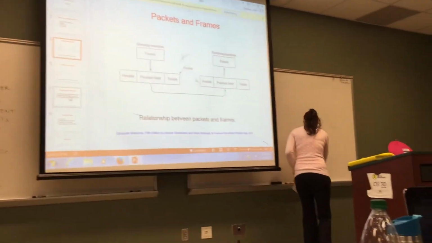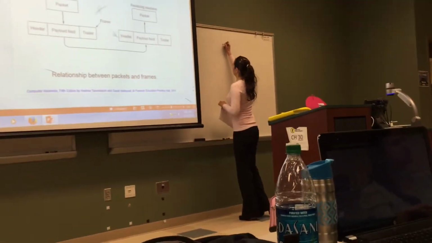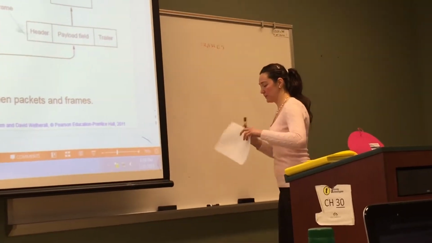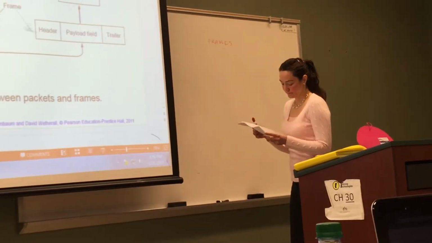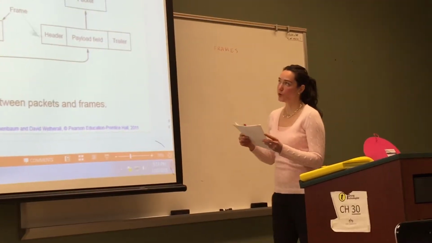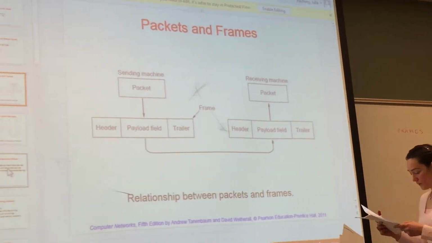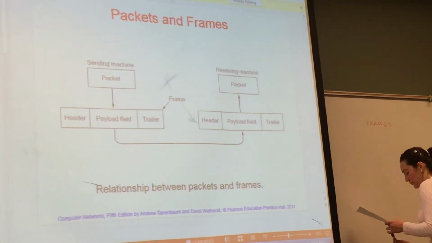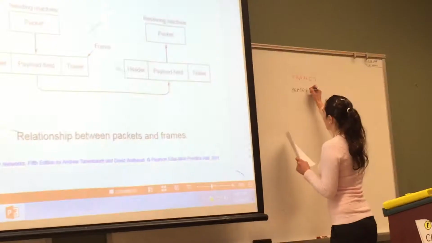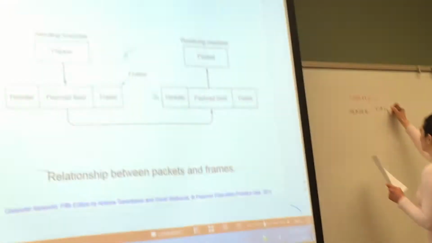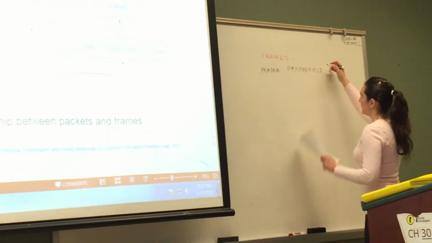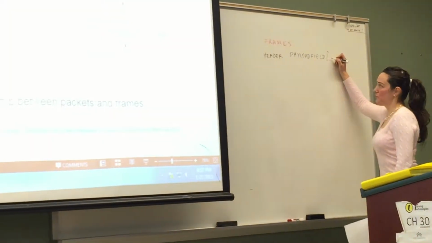So the frame contains three parts, what we have on the picture. The frame has a header, then it has a payload field, this is where the data goes.